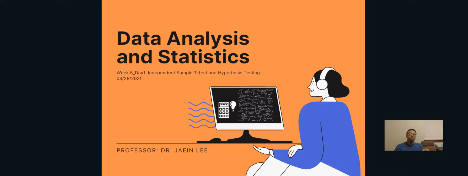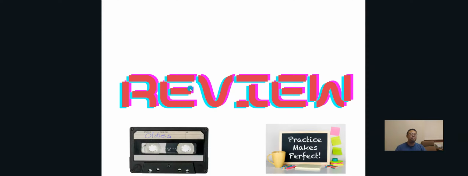Based on the statistics, the mean of sample number one and the mean of sample number two, we can check whether those two samples have the same sample mean, or a statistically significantly different mean based on those two groups. So I will show you more examples.